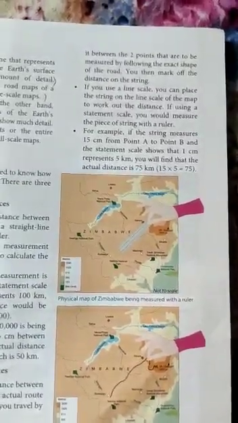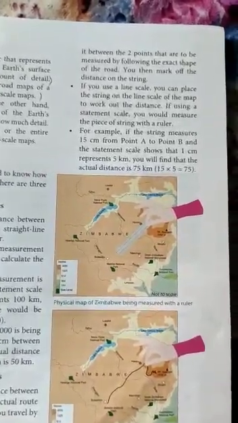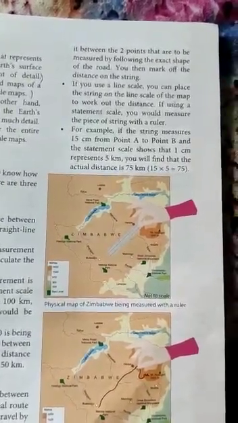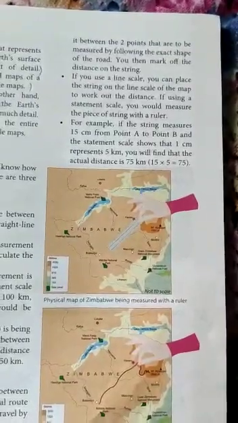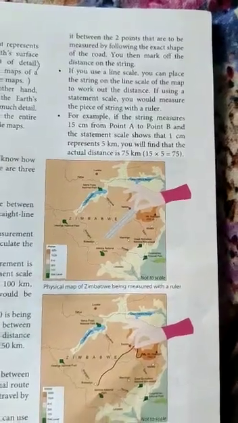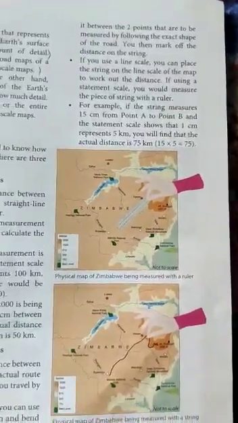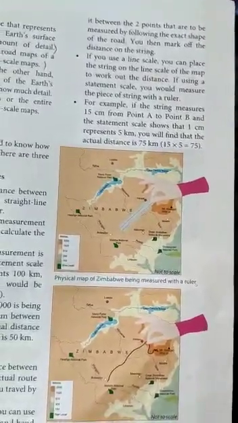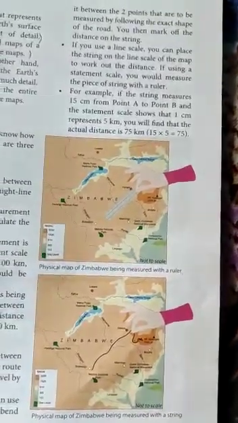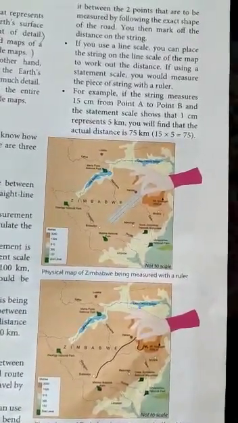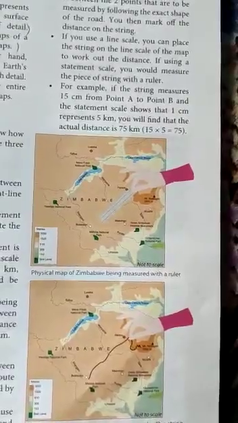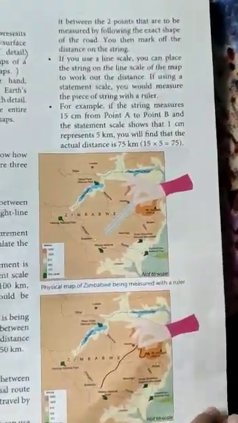Then, after measuring it with the string, you will mark off the distance on the string itself. If you use a line scale, you can place the string on the line scale of the map to work out the distance. And if using a statement scale, you would measure the piece of string with a ruler. For example, if the string measures 15 centimeter from point A to point B, and the statement scale shows that 1 centimeter represents 5 kilometer, you will find that the actual distance will be 75 kilometer. How? 15 into 5 is equal to 75.